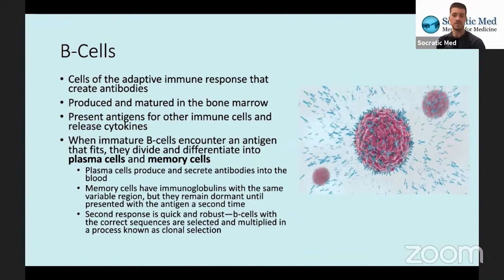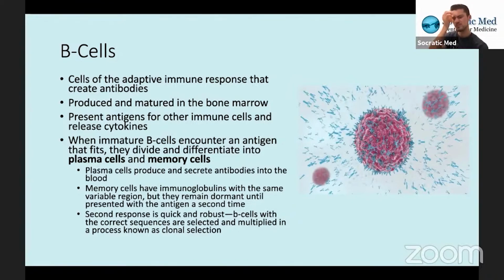When immature B cells encounter an antigen that fits, they divide and differentiate into plasma cells and memory cells, like we spoke about before. Plasma cells produce and secrete antibodies into the blood. Memory cells have immunoglobulins with the same variable region, but they remain dormant until presented with an antigen a second time. The second response is quick and robust. B cells with the correct sequences are selected and multiplied in a process known as clonal selection.